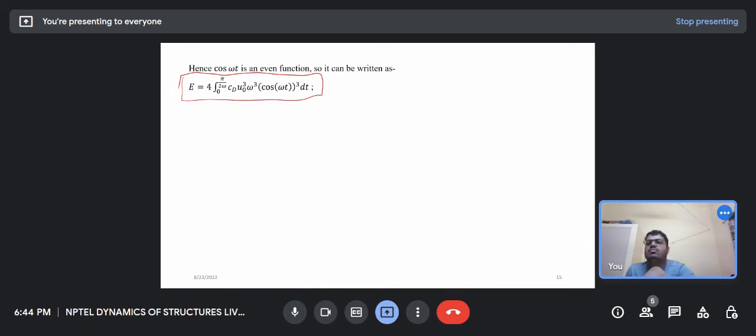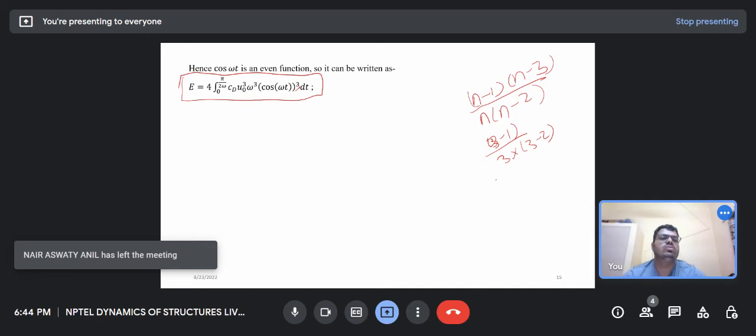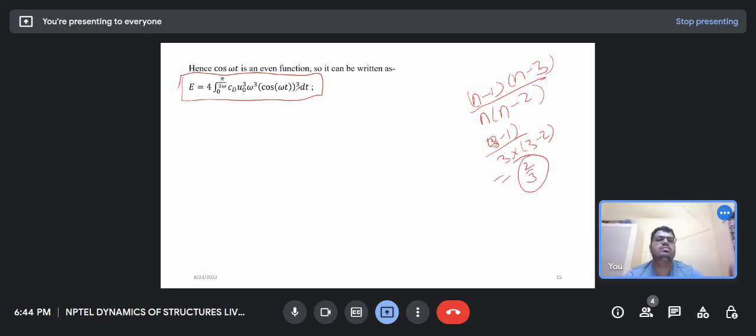So here the term is the cube term. For the cube term, I will not need to multiply with pi by 2, only the 3, so that would be 3 minus 1, other terms diminish, so that will be 3 into 3 minus 2, so that would become 2 by 3. Okay, so my energy becomes this.